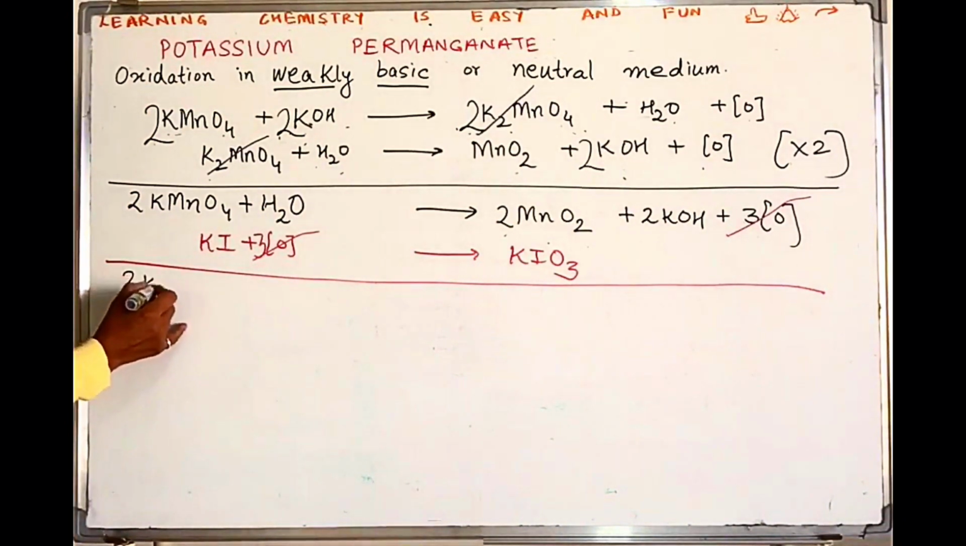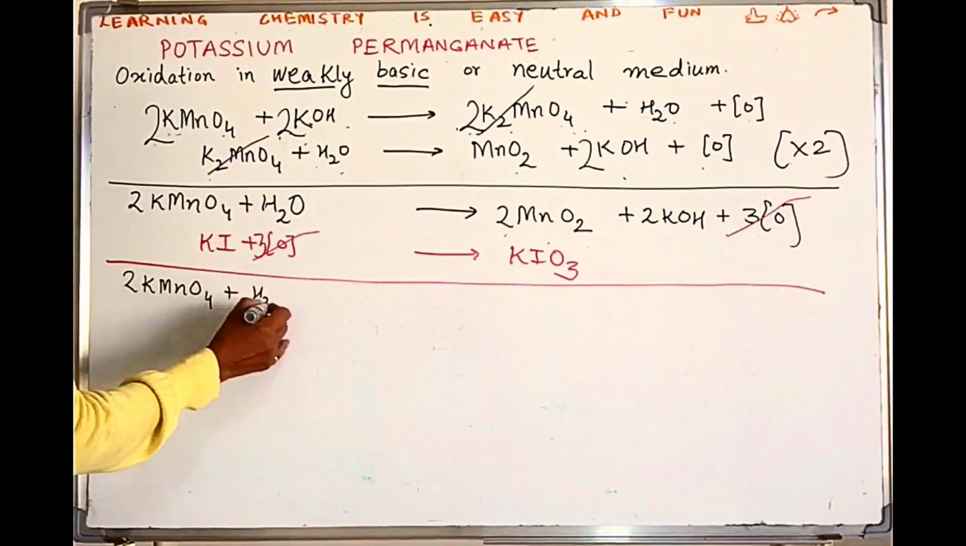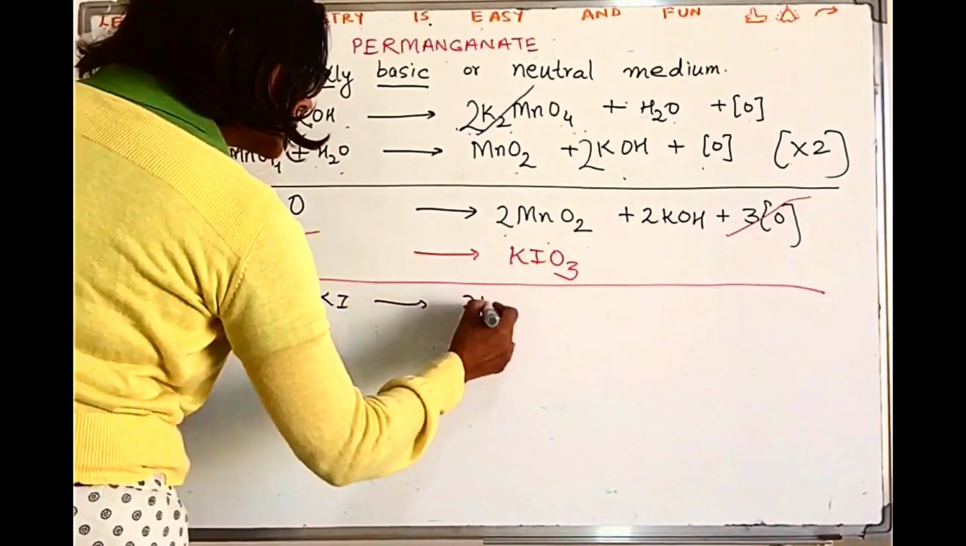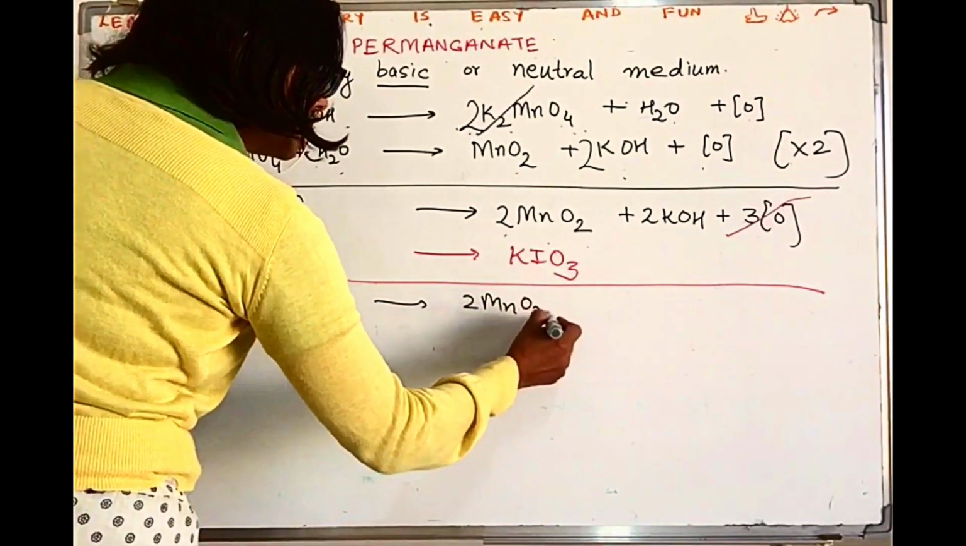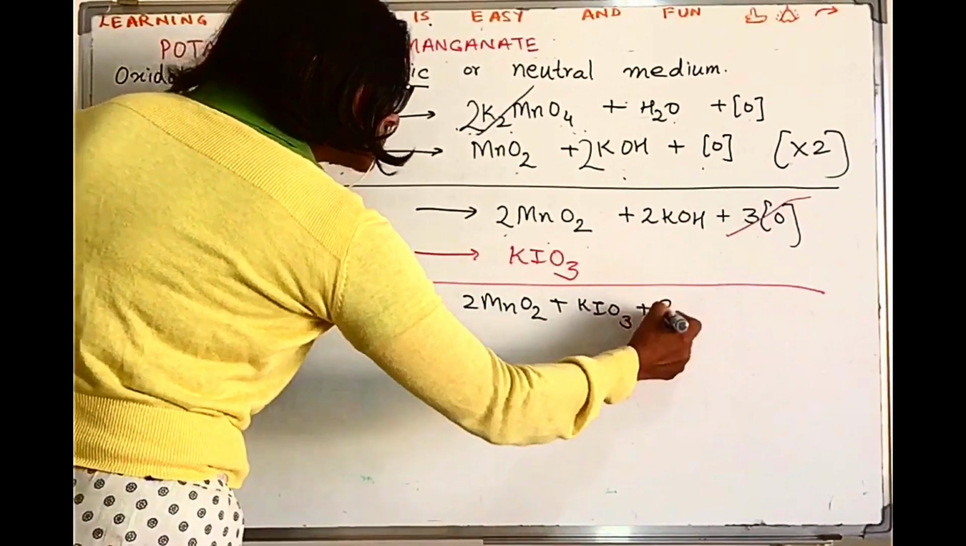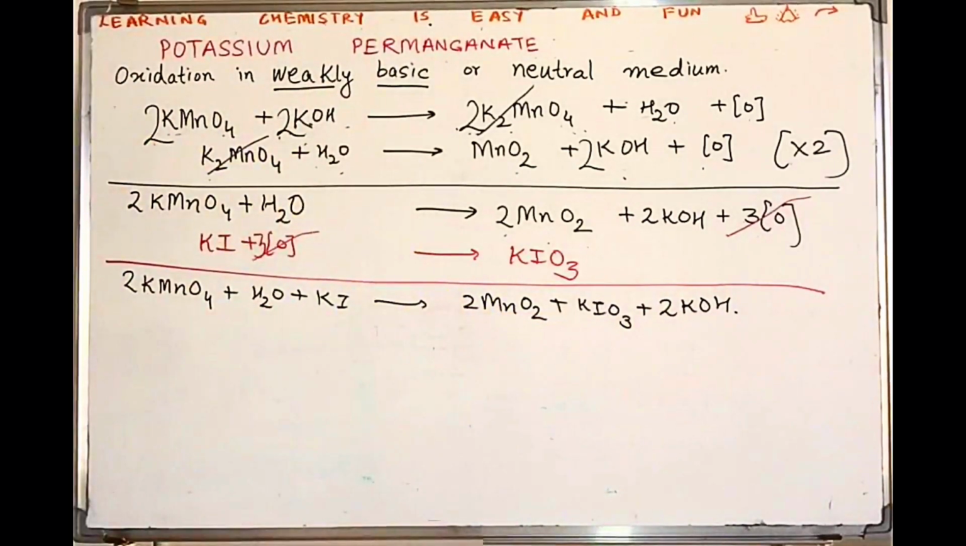So we've got 2 KMnO4 plus water plus KI gives you 2MnO2 plus KIO3 plus 2KOH. Is it easy or not? Still confusing? Okay, let me take one more example, but make sure that you write this equation yourself.